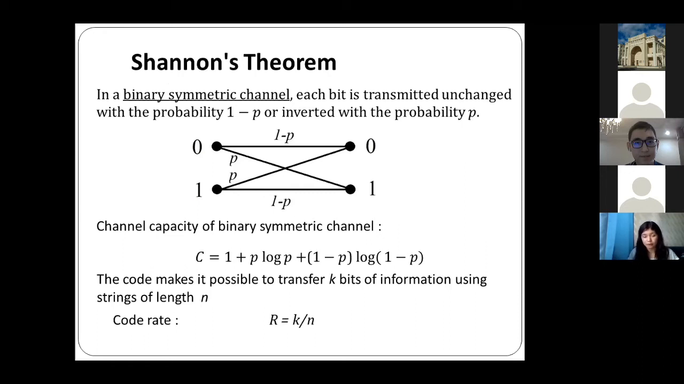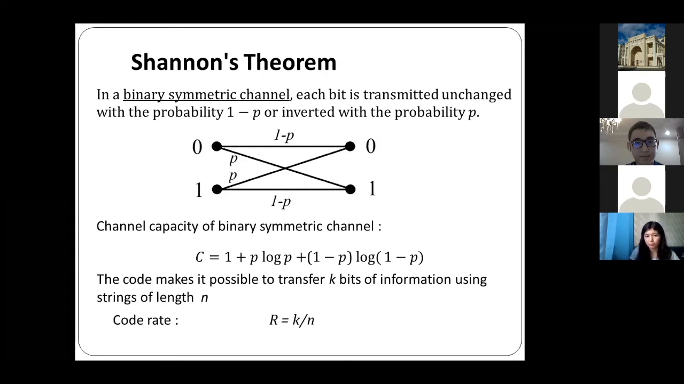In a binary symmetric channel, each bit is transmitted unchanged with probability 1 minus p or inverted with probability p. The channel capacity of a binary symmetric channel is described by the following formula. And Shannon's theorem says that if the channel capacity is C, then reliable transmission over the channel is possible for rates close to the channel capacity, and it is impossible for rates higher than the channel capacity.